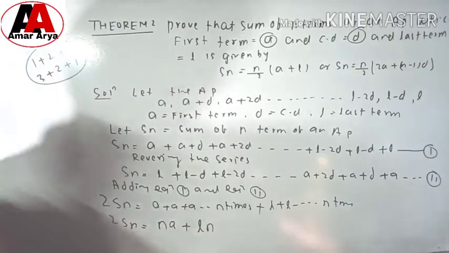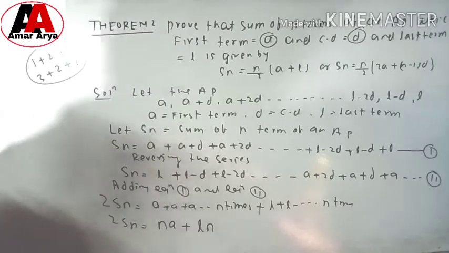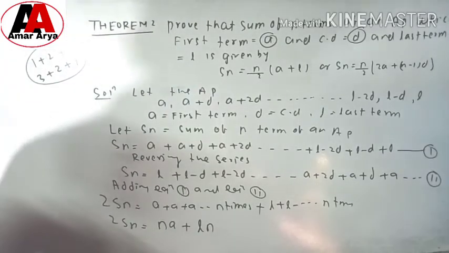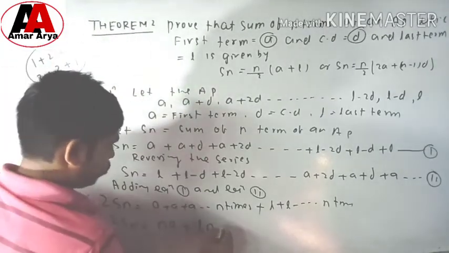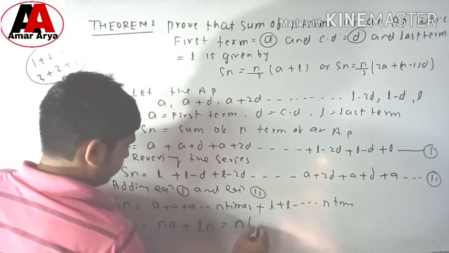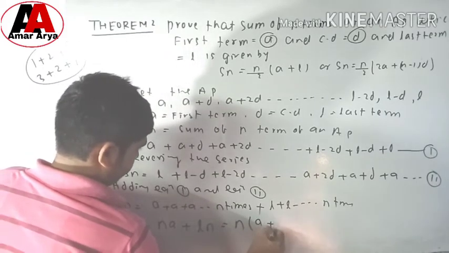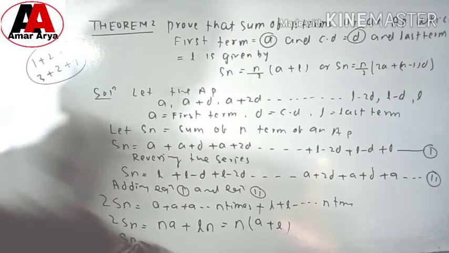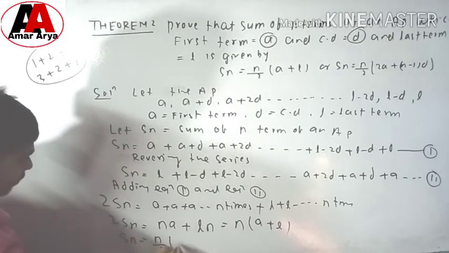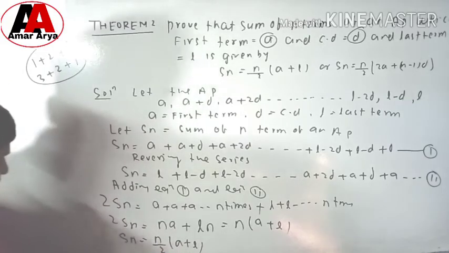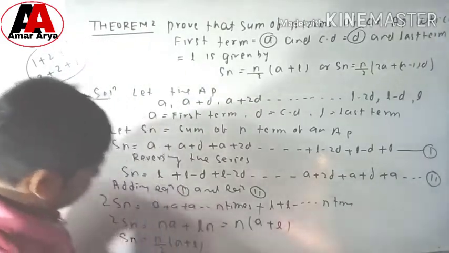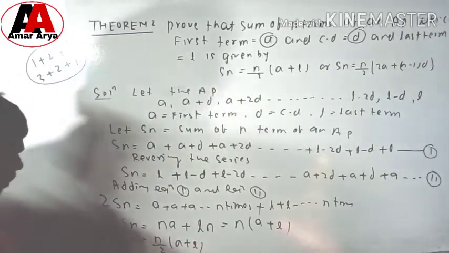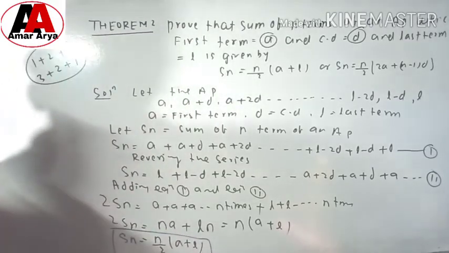Here n is common, so we can write 2Sn equals n (A plus L). Therefore Sn equals n by 2 (A plus L). The first part is already proved. Now we are going to discuss the second part.